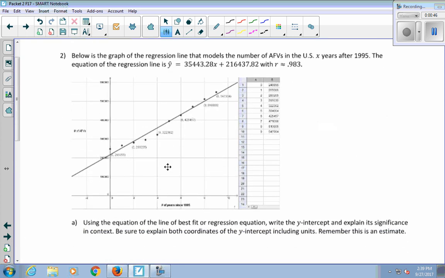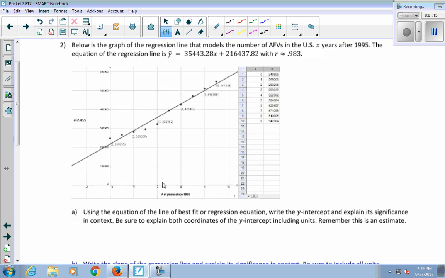Okay, so here is the graph of the regression line that models the number of AFVs in the United States x years after 1995. So I have a picture of the line, I have the equation of the line. R is approximately 0.983, which means it's a very strong positive linear fit. It's very close to 1, which means it's almost a perfect fit with an increasing line of positive slope.